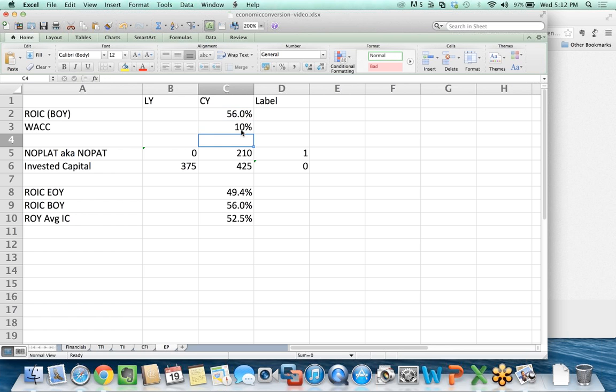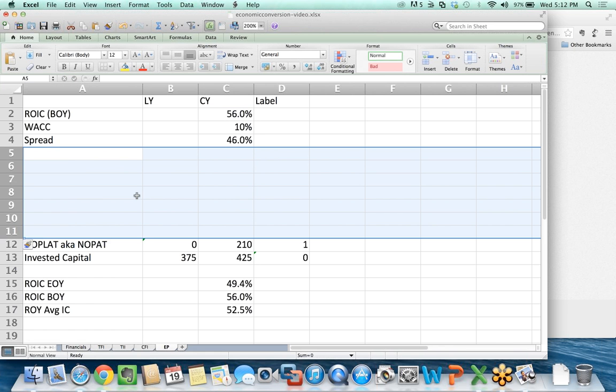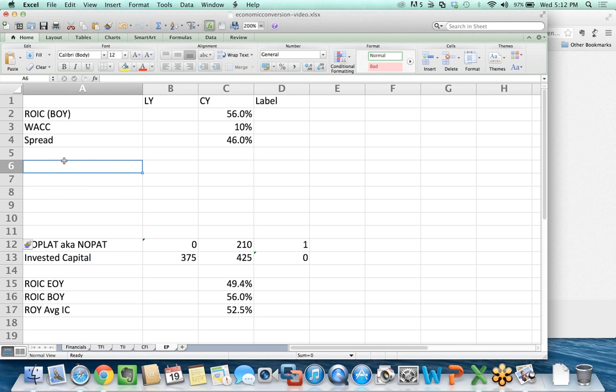It's going to assume a 10% WACC, which will be given to you on the exam, and that would get you something called a spread. Spread is the difference between the ROIC and the WACC. I then take my invested capital, got my spread, and set it equal to invested capital.